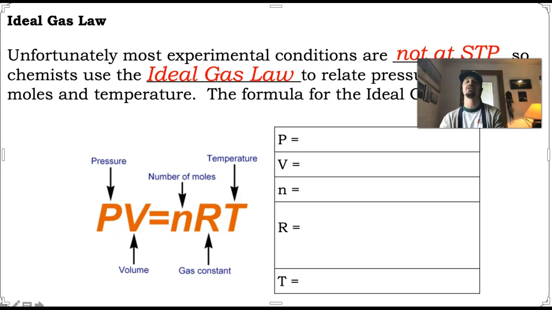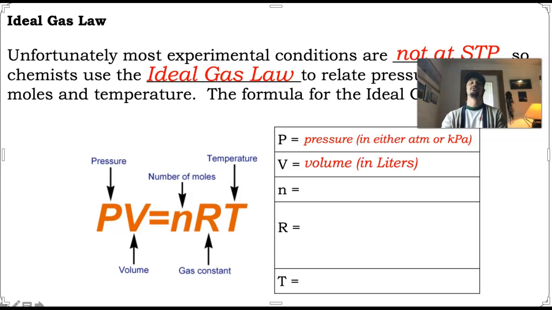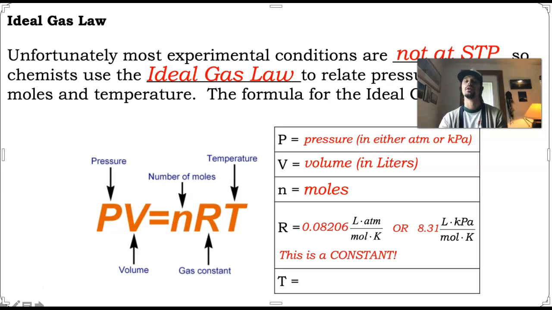Okay, so we're going to be solving for these variables, P standing for pressure. Now, pressure is going to be in either atmospheres or kilopascals. Why? Because that's what my R is based off of. Volume is always going to be in liters because my R is based off of that as well. N is moles. R, okay, this is the constant. Now write this down because this is not going to be given to you. It's just going to be used.